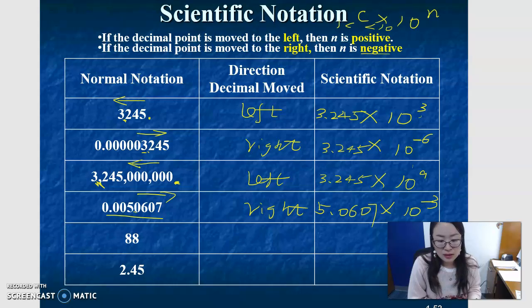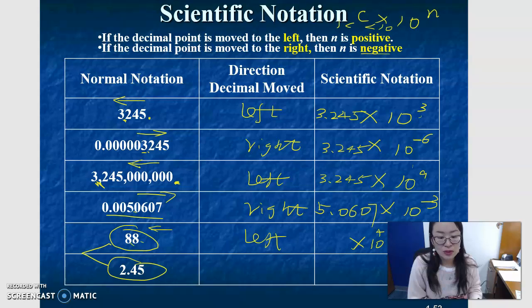And there are 2 special cases, these 2. Let's see, this one is 88. So I have to go to the left. So left, and that will be positive. And left, how many places to go? Just 1. It will become 8.8. So it's positive 1 here. You just write 1. Okay.